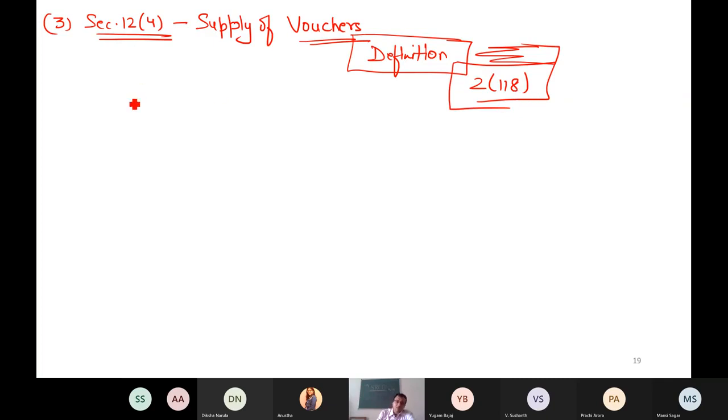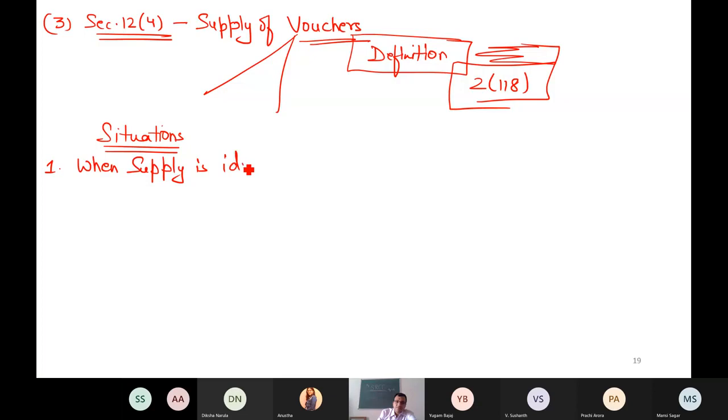Now in vouchers, what is the time of supply? There are two types of vouchers. In case of some vouchers, you know what you can purchase from that voucher. And there are some vouchers in which you don't know what you can purchase, but you can purchase anything. So situation number 1 is when the supply is identifiable at the time of supply of the voucher.